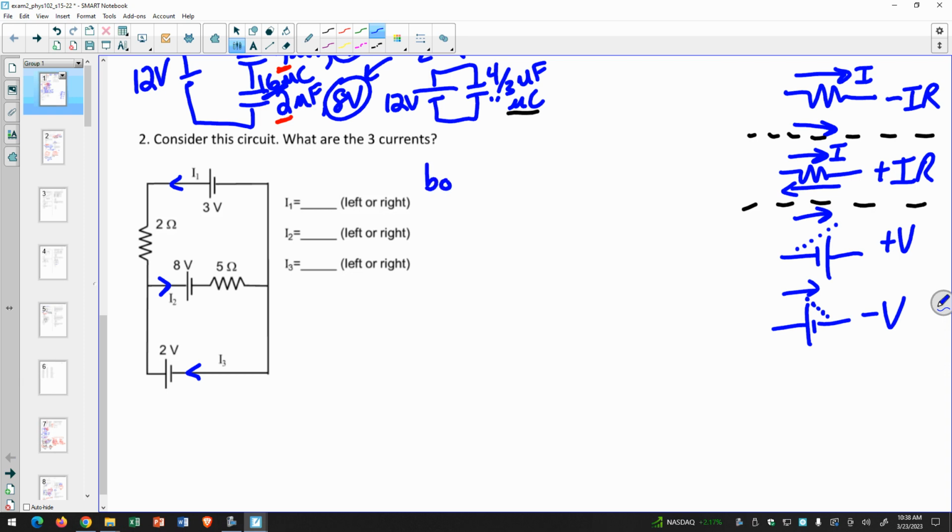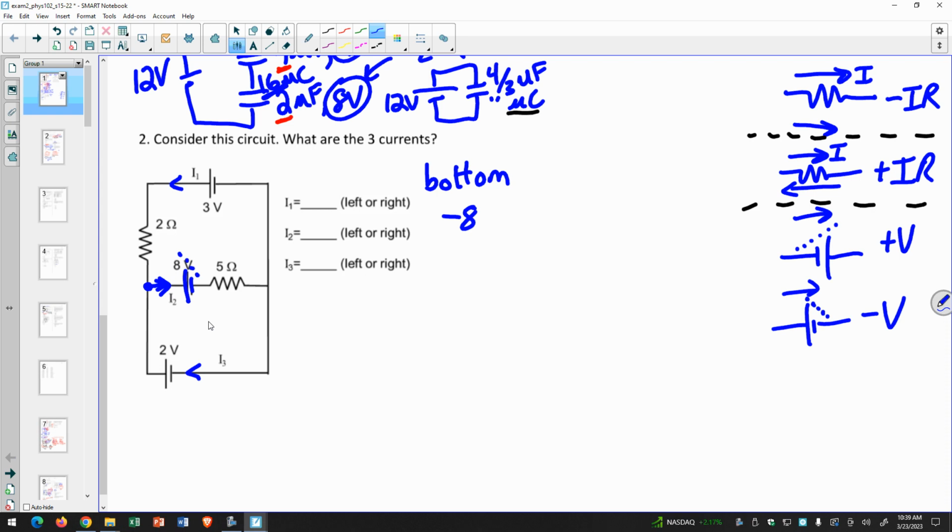Let's write the bottom loop first. In the bottom loop, I pick a point to start. I'm going to start right here. Doesn't really matter which way I go. I'm going to go this way. I come to the 8 volt. Is that plus or minus 8 volts? I'm going from big to little. So it's negative 8 volts. Actually, I'm going to leave the volts off and just write the variables, not the units. So I have minus 8.